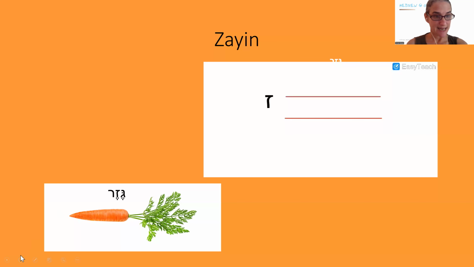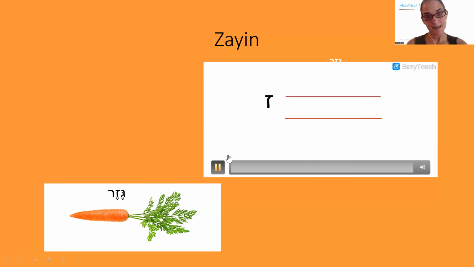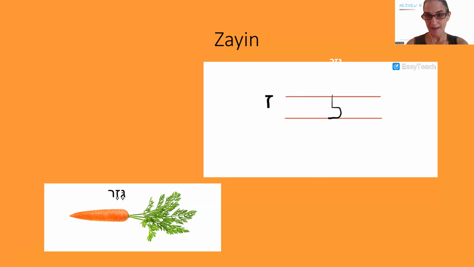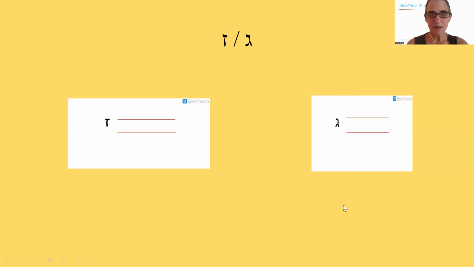Moving on to the zayin. It sounds like a Z. This is how you find it in print, and this is how you write it. Note that you start with a vertical line, go to the middle of the line, and then do a semicircle that goes to the right. A nice word with a zayin is gezer, the word for carrot.